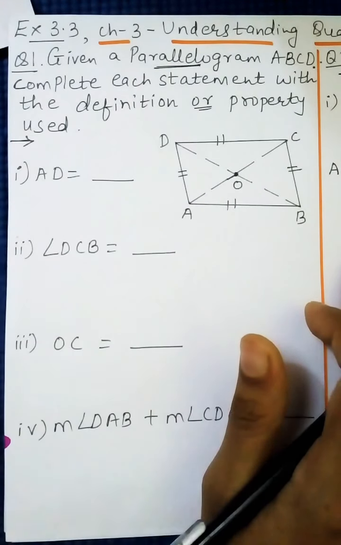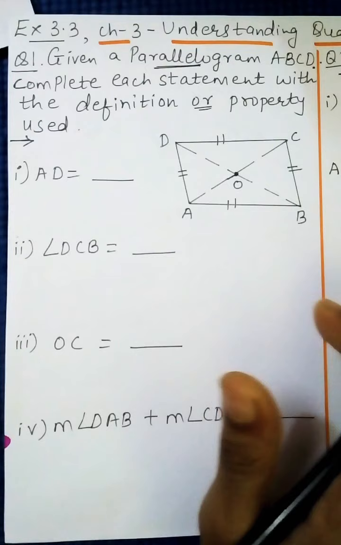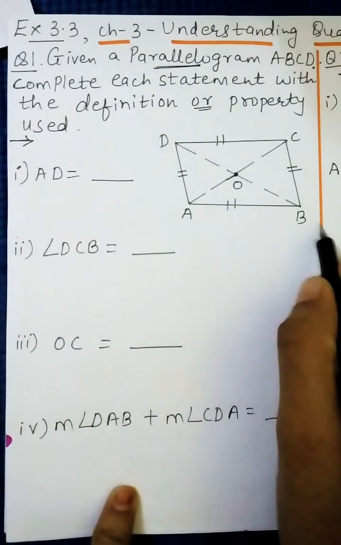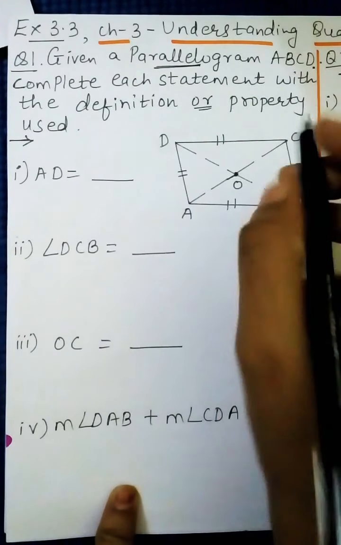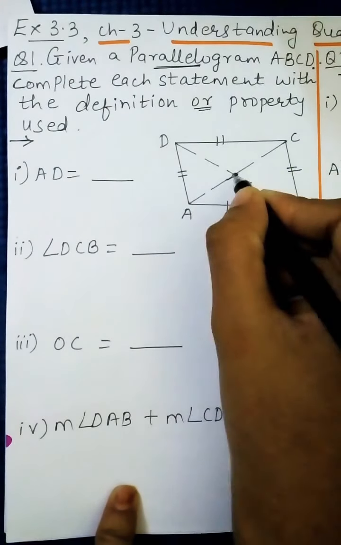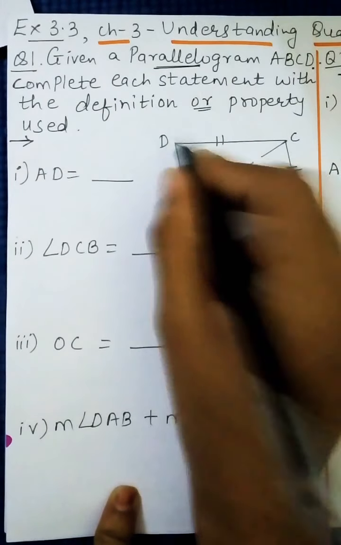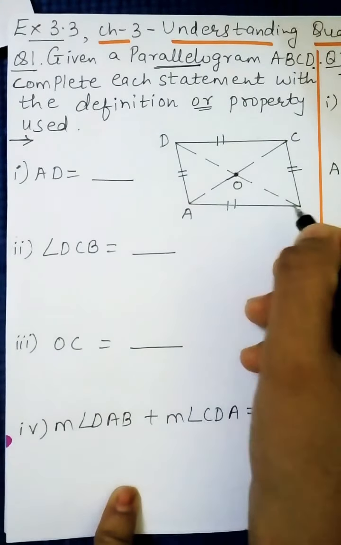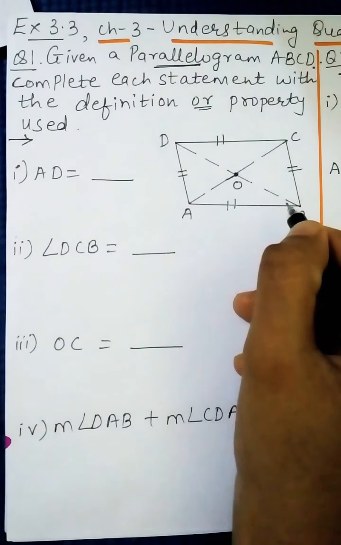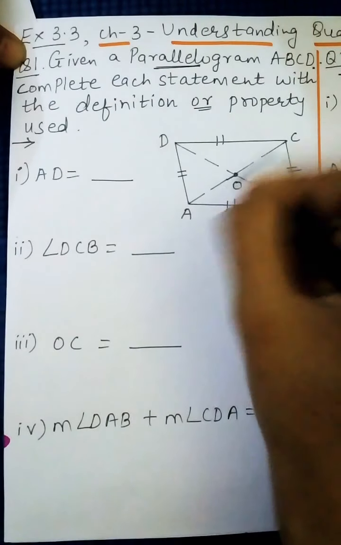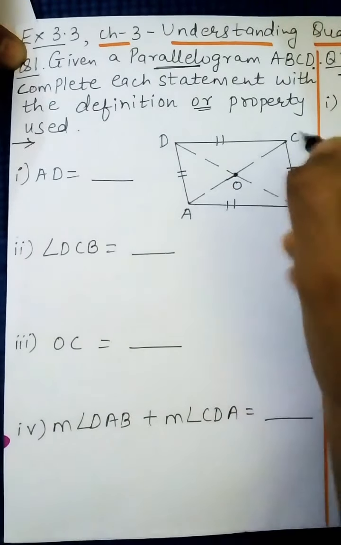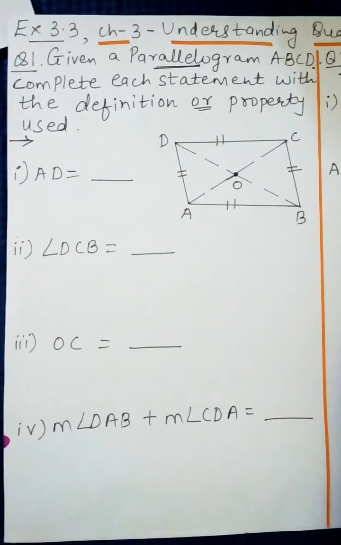Then the third property is diagonals of a parallelogram bisect each other. So these are the diagonals DB and AC. Diagonals of a parallelogram bisect each other. So OC will be equal to OA. Also OD will be equal to OB, because diagonals of a parallelogram bisect each other. These diagonals cut into two equal pieces. So this AO and this OC will be equal. They bisect.